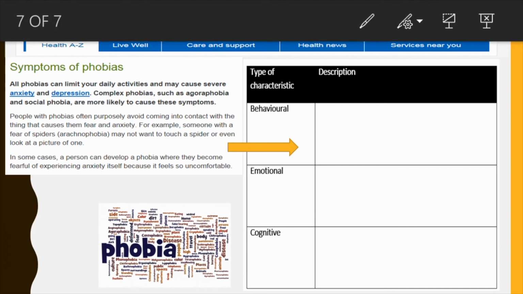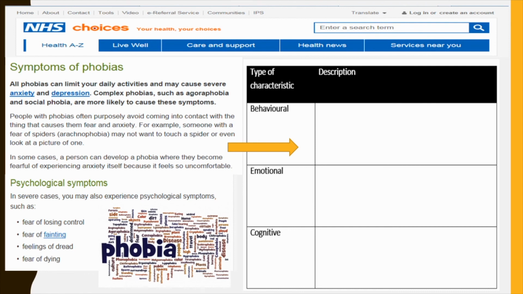The emotional symptoms of phobias are all listed here for you. They're all fears, so clearly they are all emotional affects. Fear of losing control, fear of fainting, feelings of dread, fear of dying. It really is that dramatic, it's that intense. So they cannot stand that idea of losing control, and they do think that if they come into contact with that phobic object, that they will ultimately die in a lot of cases. So it is quite intense emotional experiences.